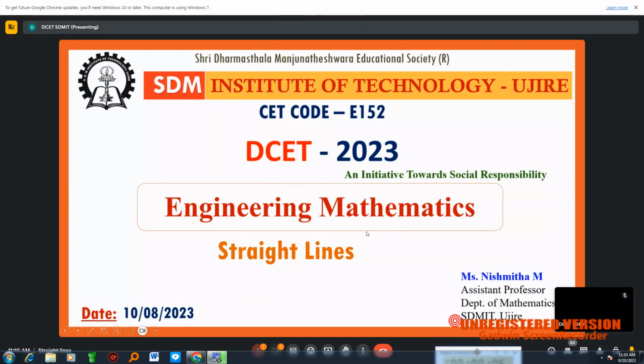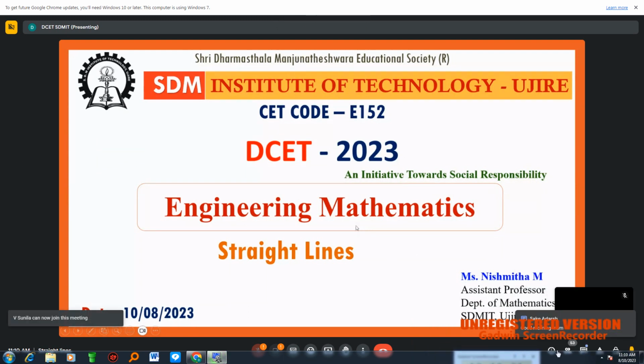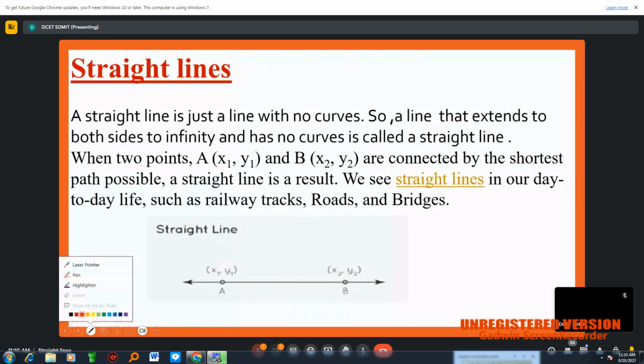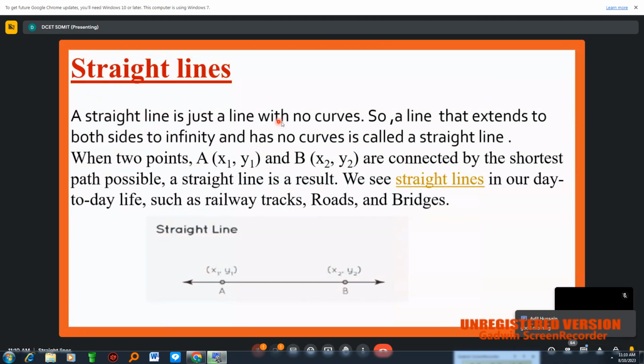In today's class, we will discuss straight lines. First, we move on to what we mean by a straight line. A straight line is just a line with no curves. A line that extends to both sides to infinity and has no curves is called a straight line.